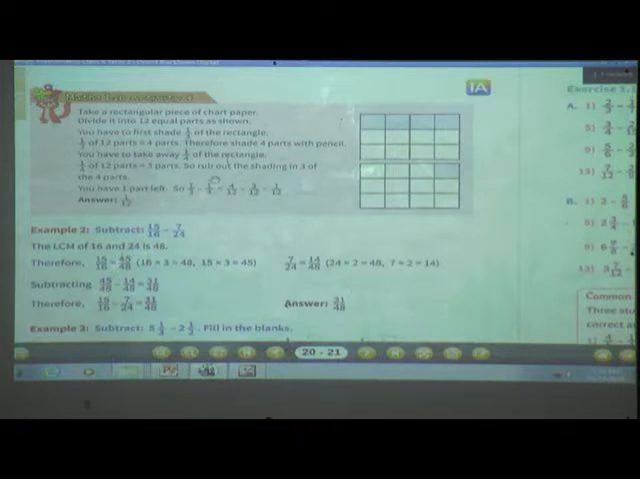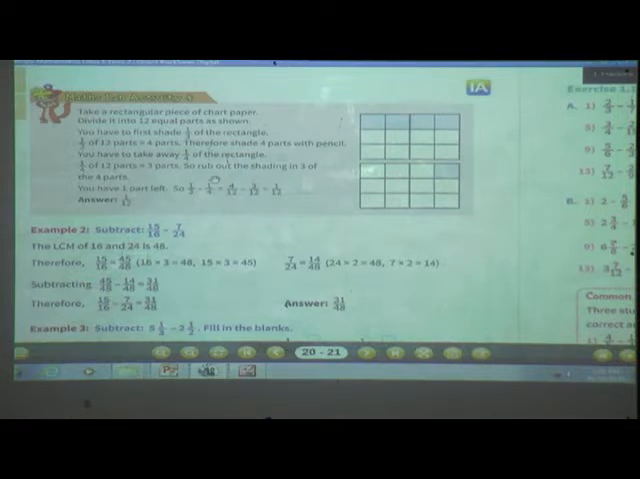So you have one part left with you, isn't it? So the answer is 1 by 12. So we will see this with the activity. Now what is the first step? You have to take one rectangular chart paper.